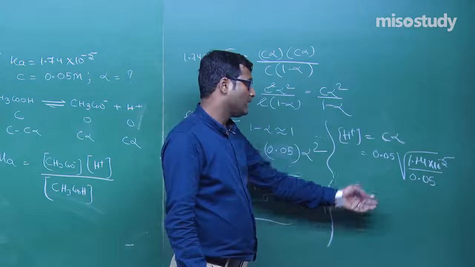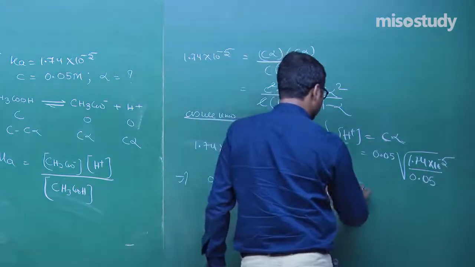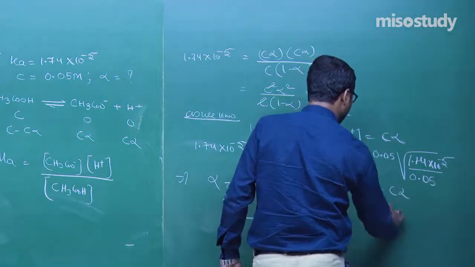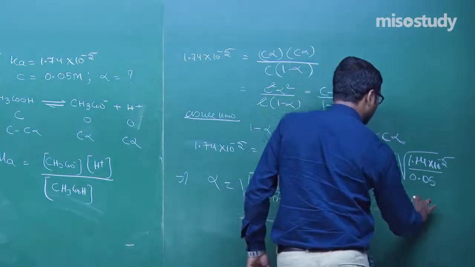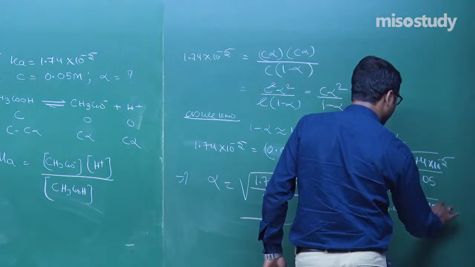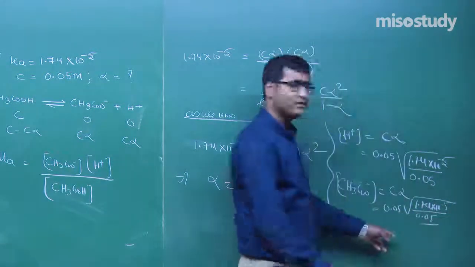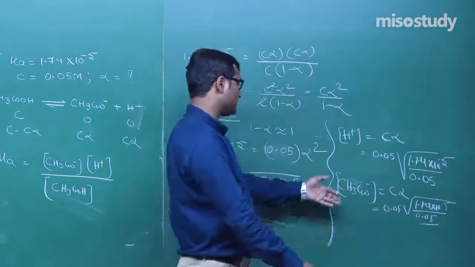Clear? It's not an issue. Now, what is the acetate ion concentration? Similarly, COO minus, that is C alpha, put the value 0.05 root under 1.74 into 10 to the power minus 5 upon 0.05. Is it visible? Now, this gives the acetate ion concentration.